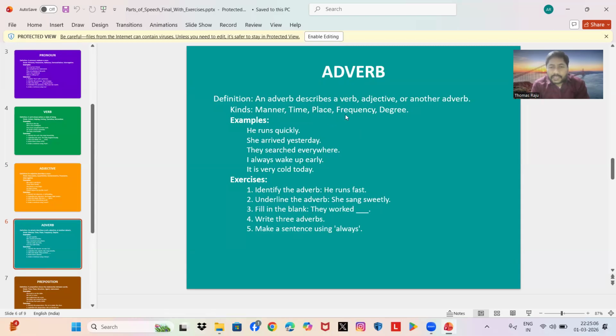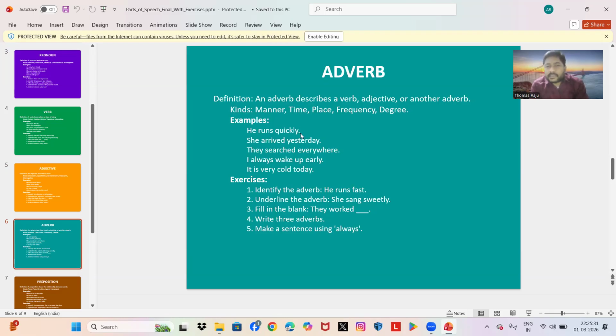So don't focus on the kinds now. I'll make a separate video on the kinds of adverb. So here see examples. He runs quickly. What does he do? He runs. How does he run? Quickly. So what is runs here? Runs is verb. The word quickly modifies the verb runs. That's why quickly is adverb.